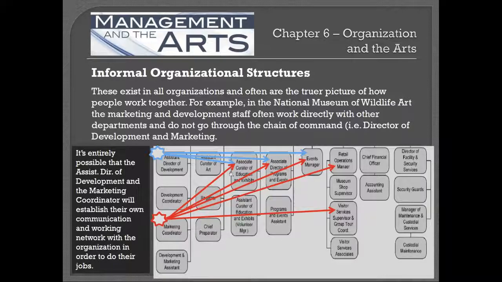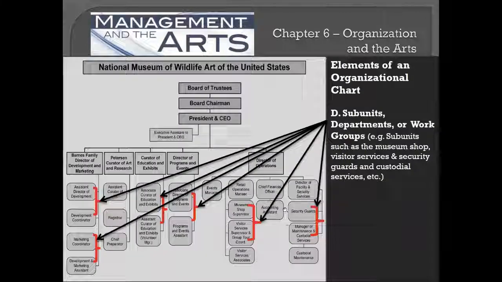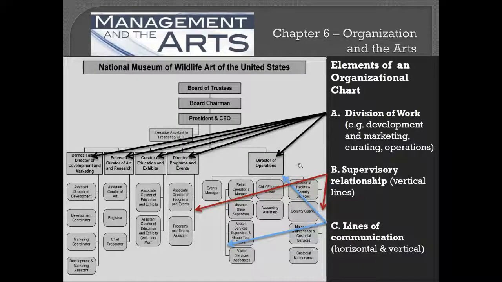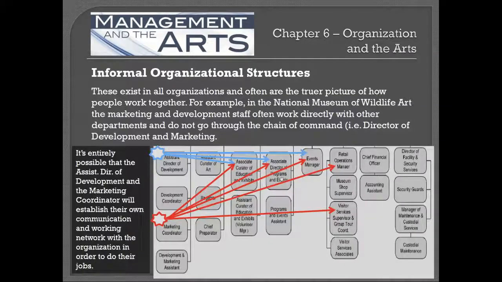So this is formal communication. When you want formal change, you communicate this way. This is informal, every day, right? Things that you need to get done every day.